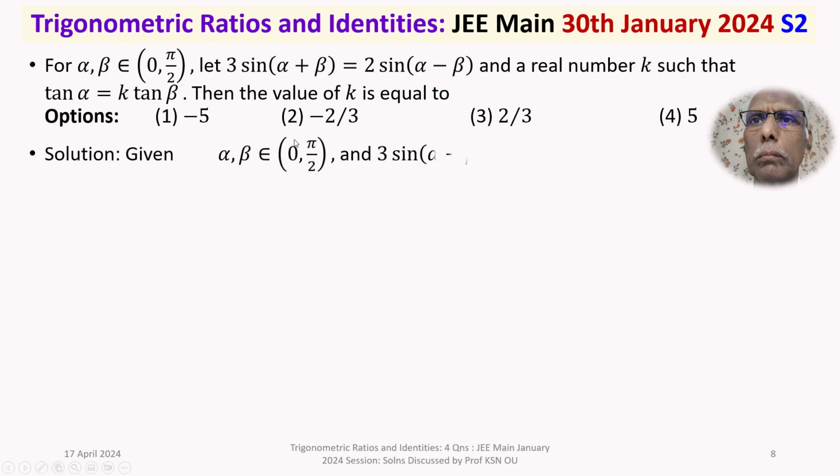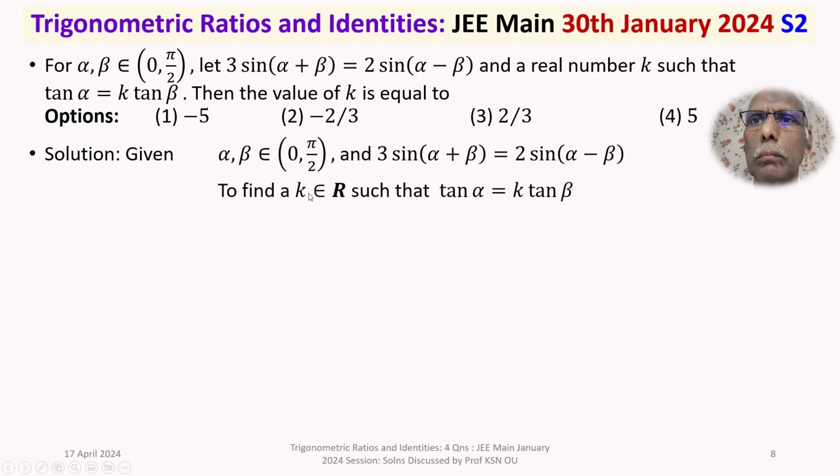Given alpha, beta belongs to 0 to pi by 2, and 3 times sine of alpha plus beta is equal to 2 times sine of alpha minus beta. We write down the formulas for sine of alpha plus beta and sine of alpha minus beta. And we are also given a k belonging to the set of real numbers such that tan alpha is equal to k times tan beta.